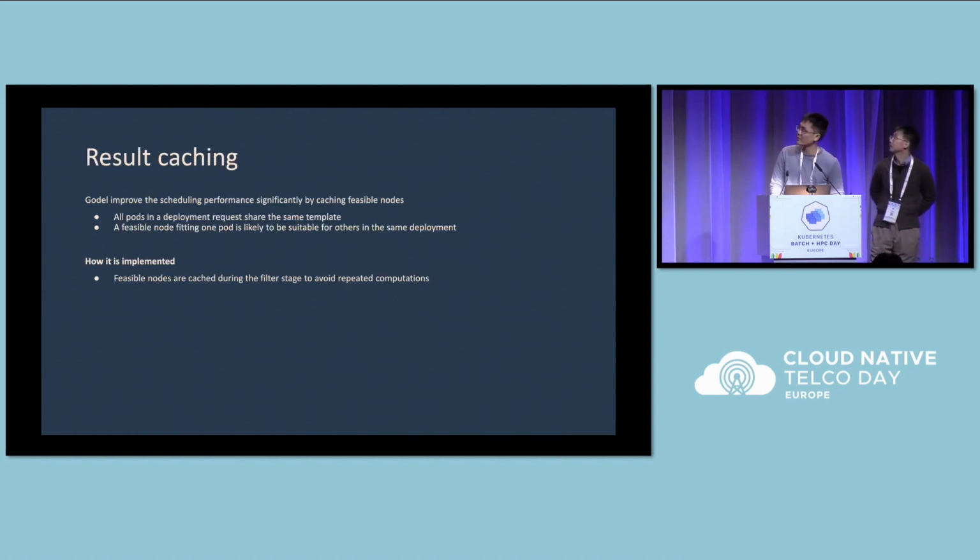So we have a few other optimizations. One of them is also result caching. This is based on the fact that we found that most pods within a workload actually share the same template and same requirements. So a feasible node that fits one pod within a workload is likely to be suitable for others within the same workload. So during the filter stage, we cache feasible nodes, and this helps to speed up the filter stage as a whole, by avoiding repeated computations.